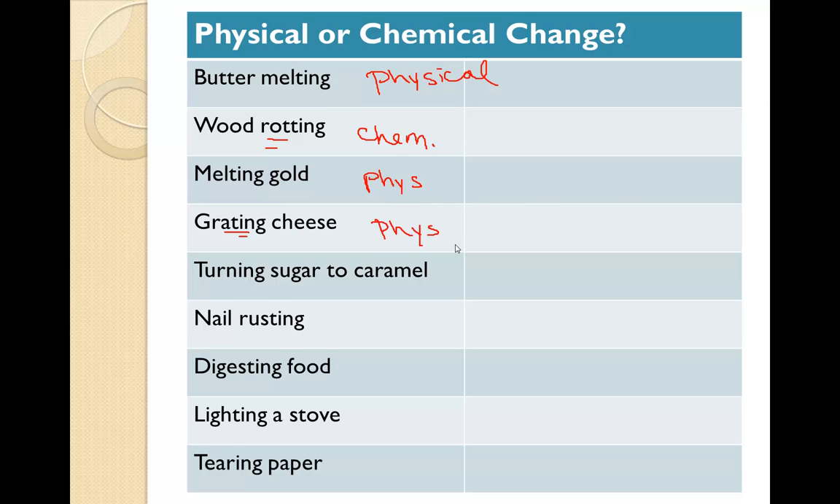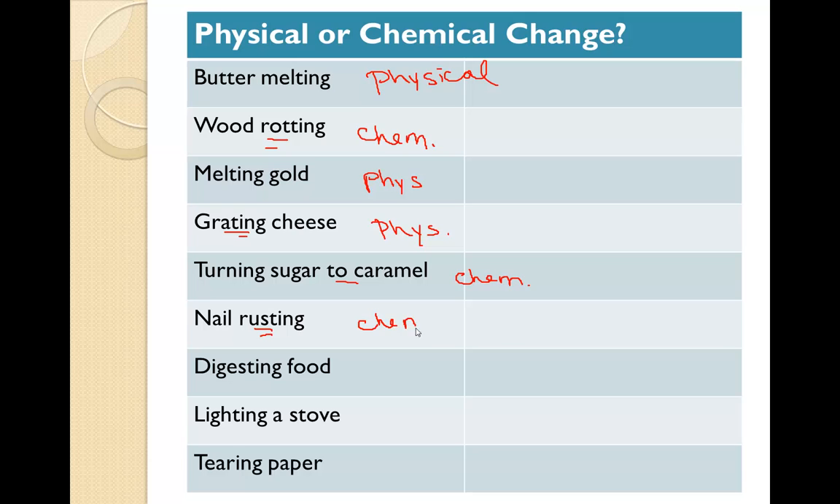Turning sugar to caramel. By doing this, you have to put it on the stove and warm it up. And you'll notice that the sugar actually changes color. And there's no way for you to get it back to sugar again unless you do a chemical change. So therefore that's a chemical reaction. A nail rusting. Once again, you can't unrust a nail. You can take the rust off, but that rust that fell off is still rust. So therefore it's chemical.